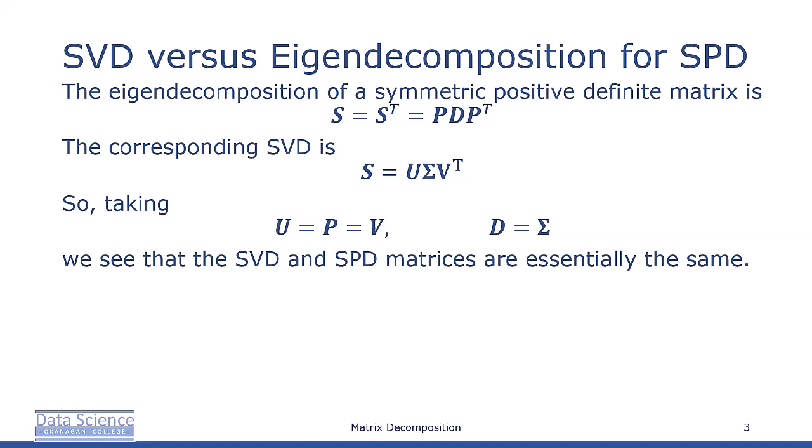So if we take U equals P and V equals P and D equals sigma, then we can see that for a symmetric positive definite matrix, the singular value decomposition and the eigendecomposition are essentially the same.